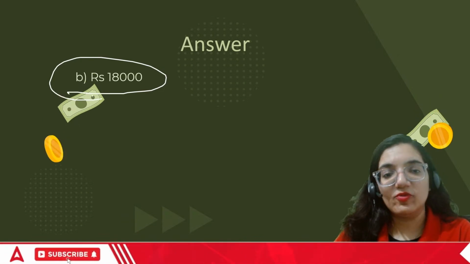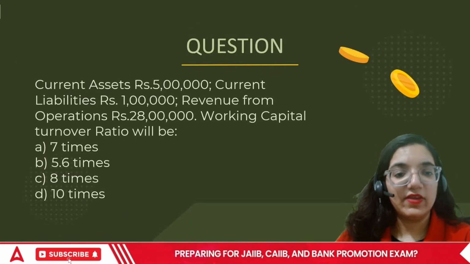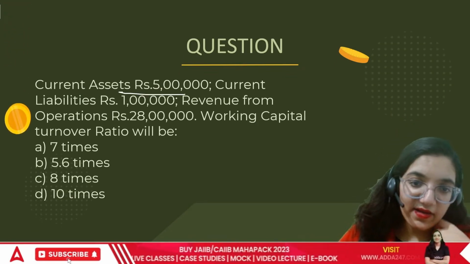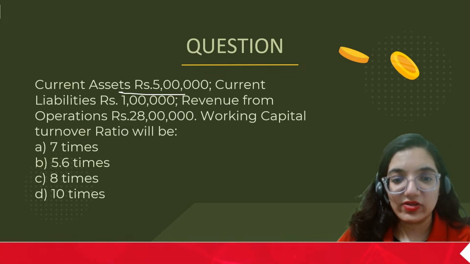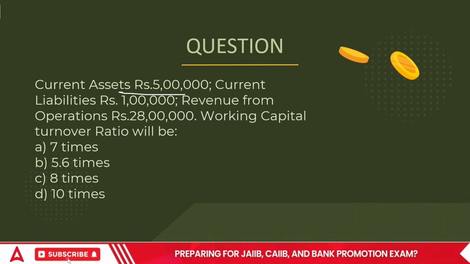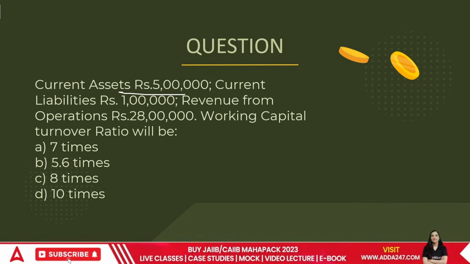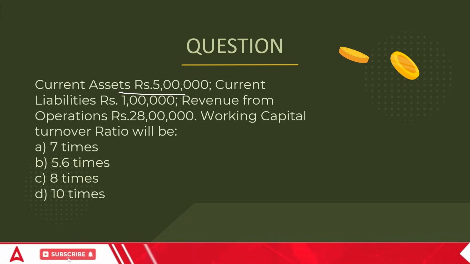Okay, now let's move on to the next point. We are given current assets of rupees 5 lakh, current liabilities are given, as well as revenue from operations. That is, our sales is also given to us. And they are asking about the working capital turnover ratio.